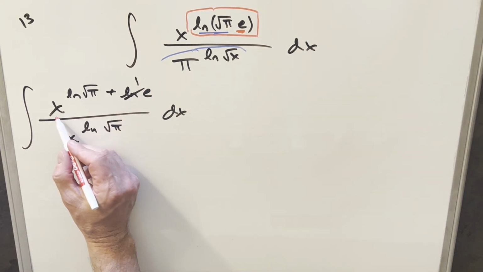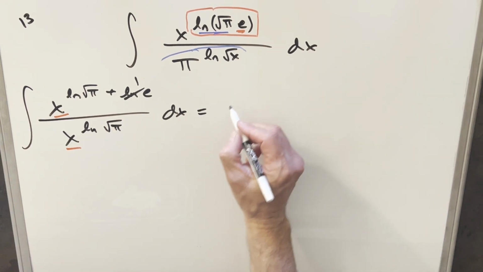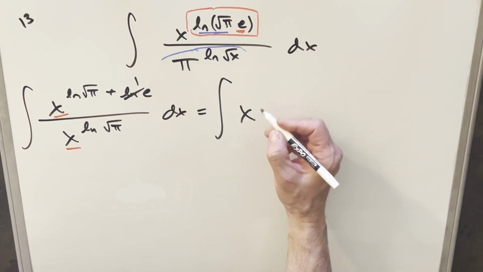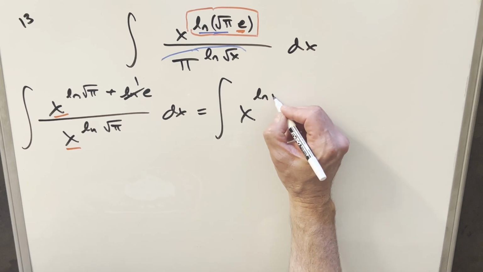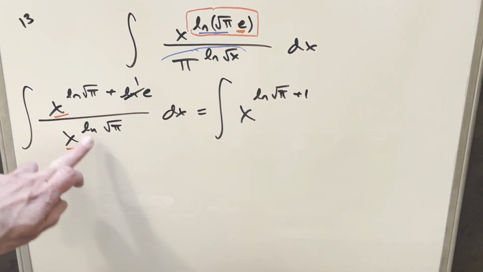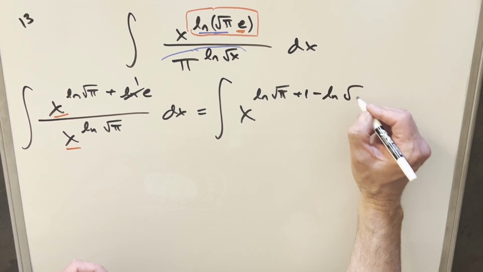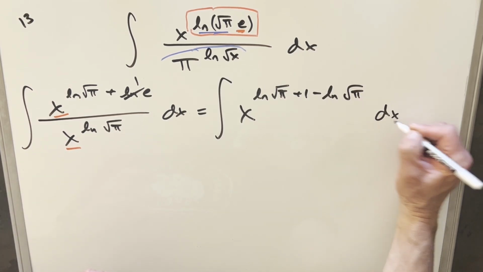At this point, we've got the same base in the numerator and denominator. We've got x in both cases. So we can just divide these and use exponent properties. When I do that and rewrite, this whole thing is just going to be x. We'll write everything out. We'll have ln square root of pi plus 1. When we divide this in, we have a negative on the exponents, so this is minus ln square root of pi, dx.